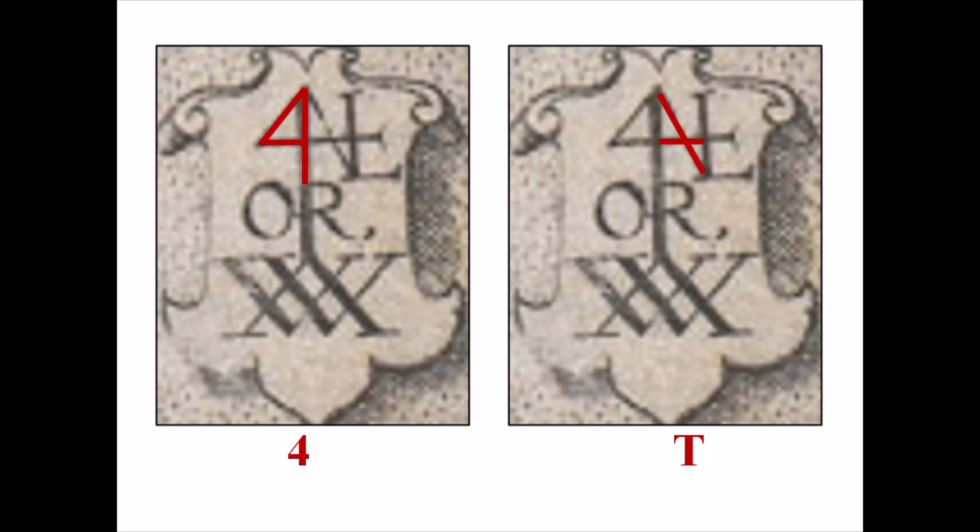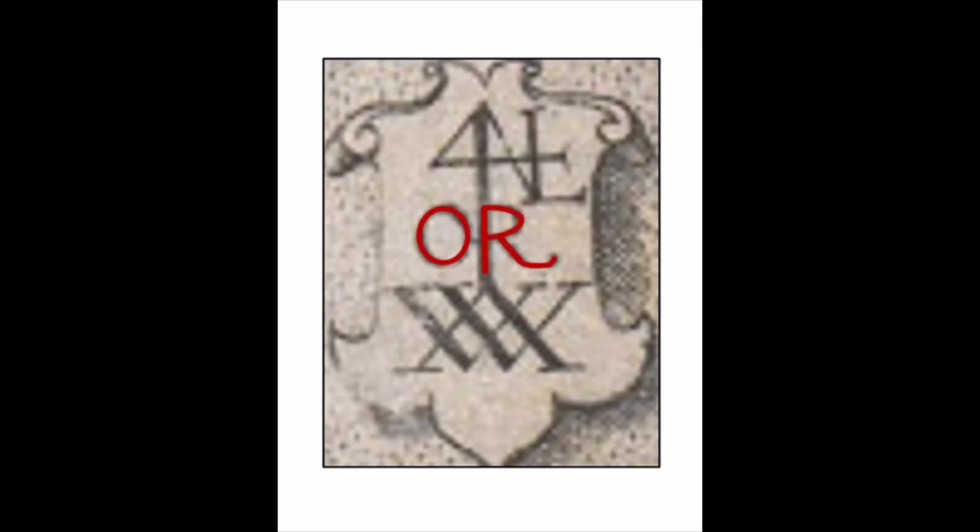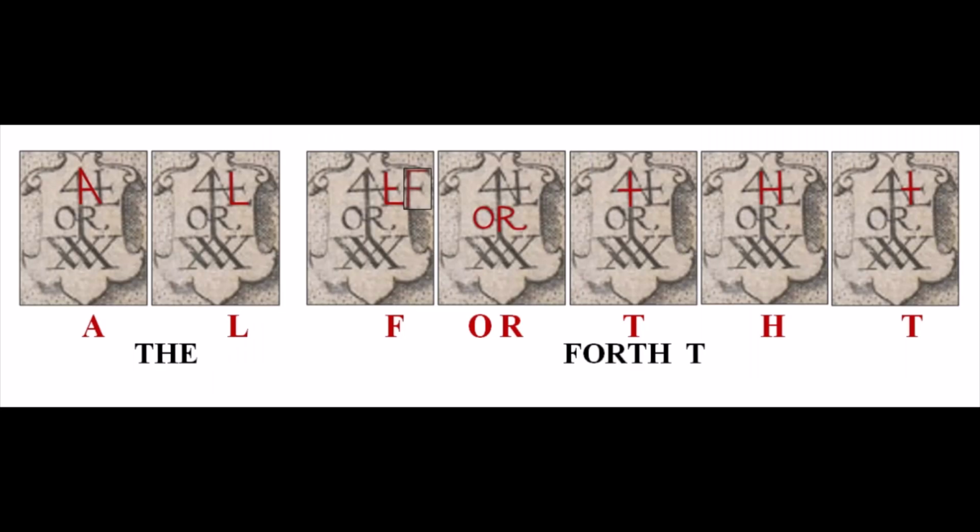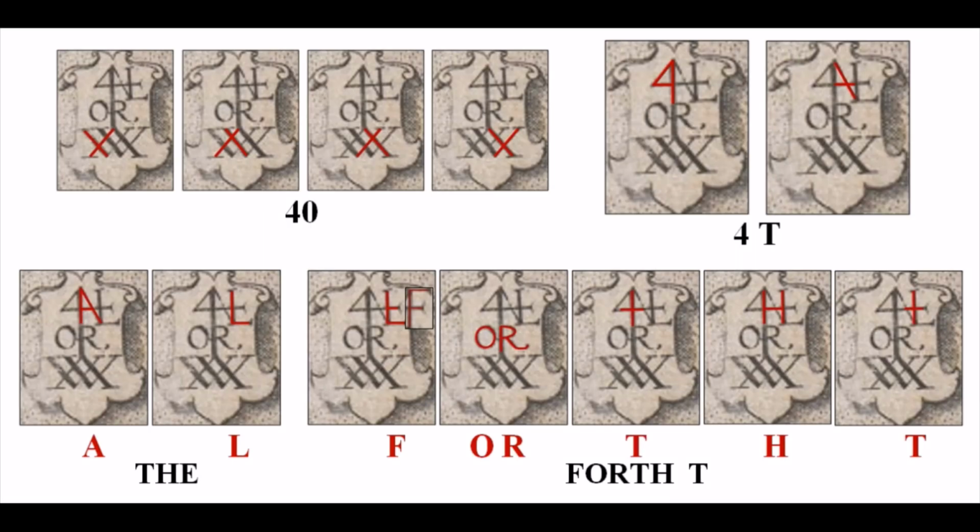Continuing clockwise, they spell A, L, spelling owl. Then beginning with the upside down F, O, R, T, H, T, ending up right where we started. The fourth T. Again, no characters are repeated and nothing is spelled by taking letters from all over. The 4 X's, 4T, and the fourth T are connected and read left to right or in a clockwise pattern.